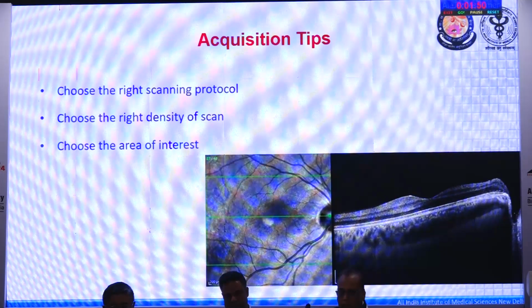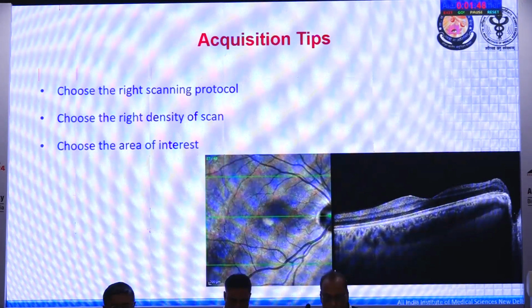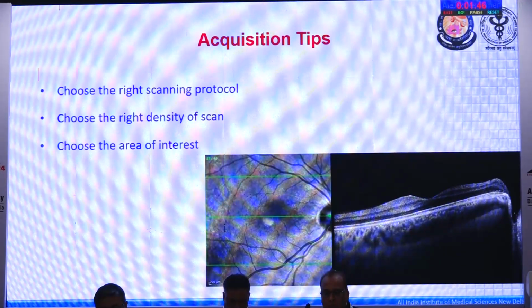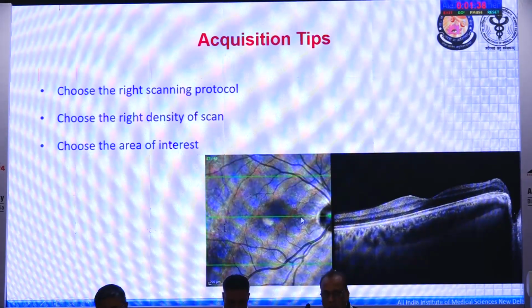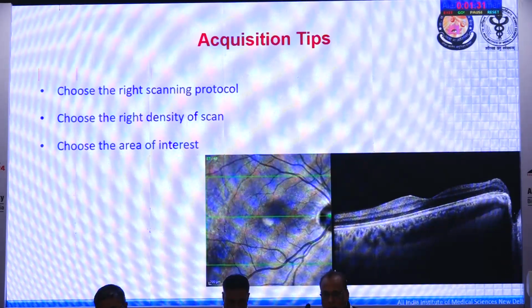And then you have to choose the area of interest. If your area of interest is the optic nerve head, or suppose in this picture we can see there is an optic disc pit, and you perform a macular OCT, then you are going to miss it definitely. So you can move your point of interest, that is your fixation target, to the optic nerve head and bring it in the center of the image, therefore choosing the right area of interest.